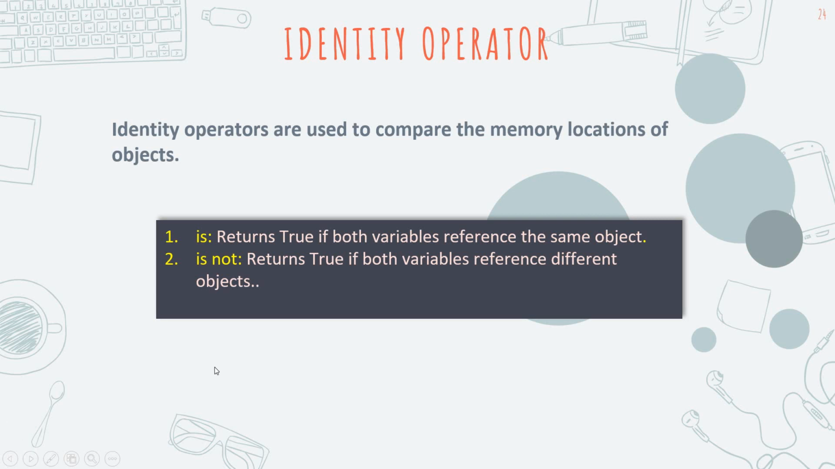As you can see here, I have stated that is returns true if both the variables refer to the same object, and is not returns true if both the variables refer to different objects. Let's understand how they work.